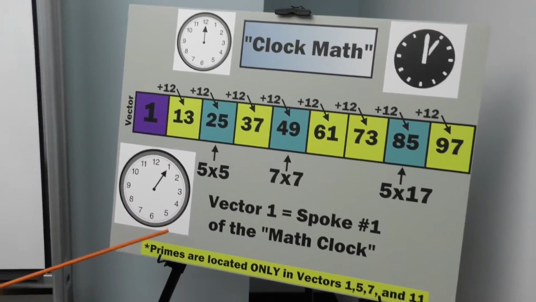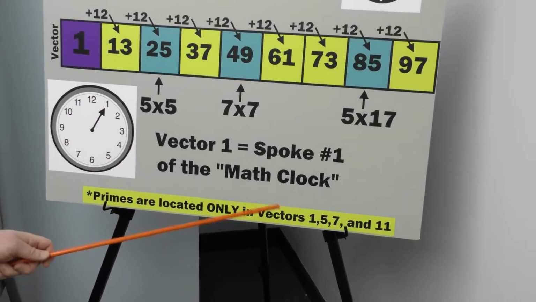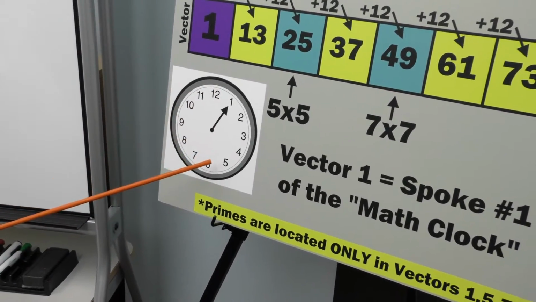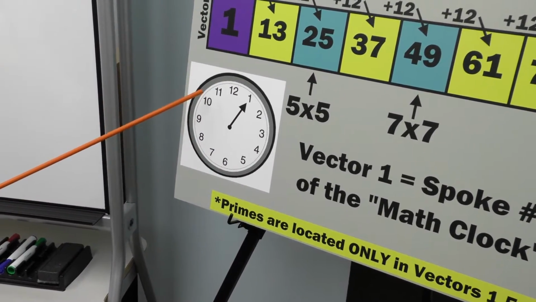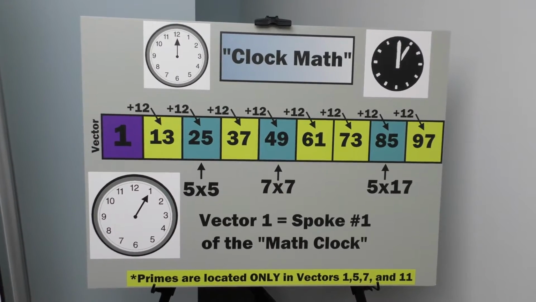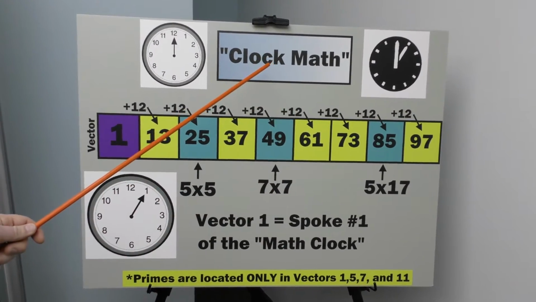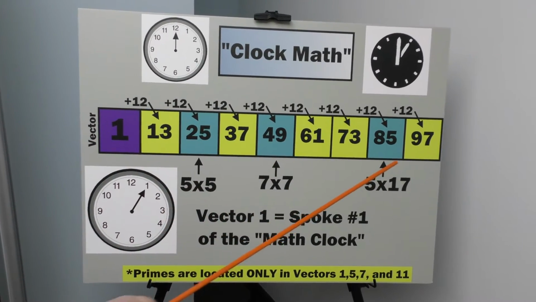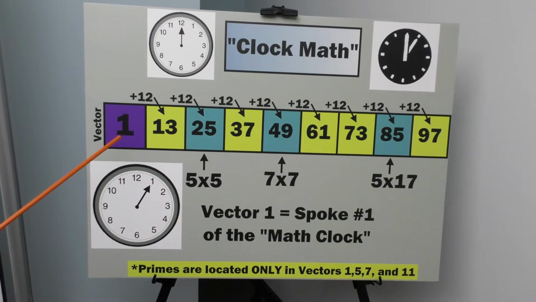Just as a reminder, primes are located only in vectors 1, 5, 7, and 11. That's 1 o'clock, 5 o'clock, 7 o'clock, and 11 o'clock. This is how we quickly locate primes between 1 and 100, and this is using clock math, and we're only looking at all the numbers that fall at 1 o'clock, vector 1.